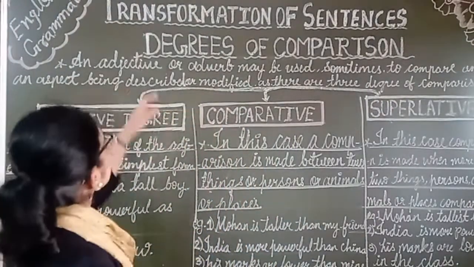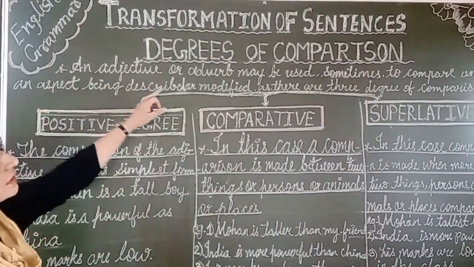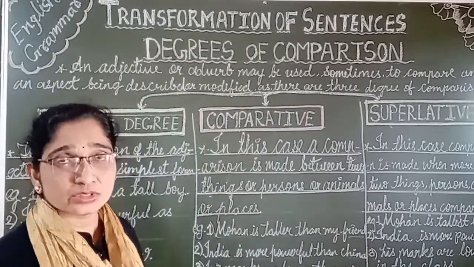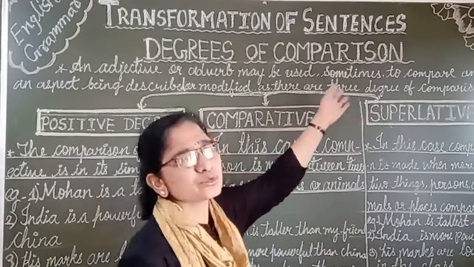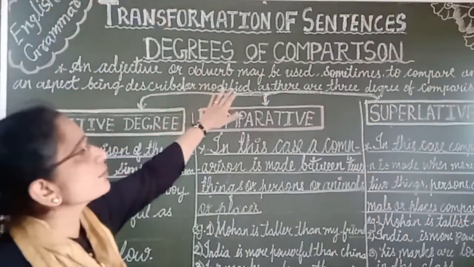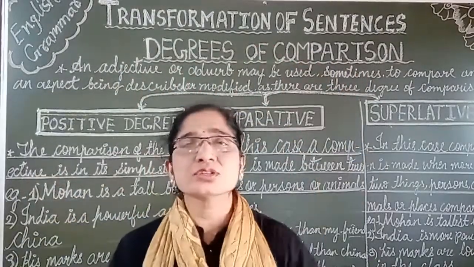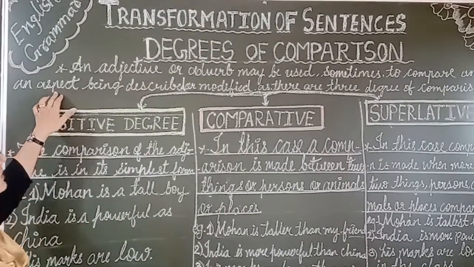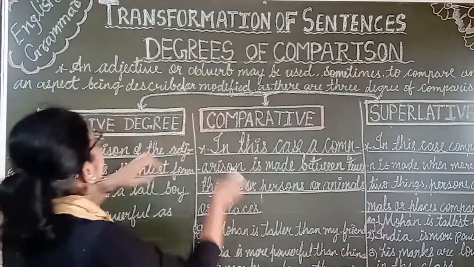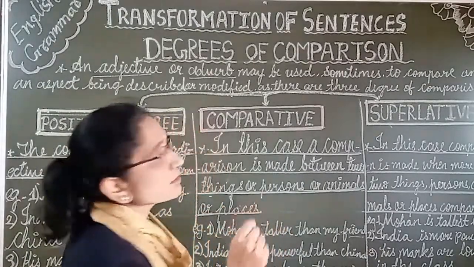Let us go. So what are the degrees of comparison? What is the definition? Let us see. An adjective or adverb is used sometimes to compare an aspect being described or modified, as there are 3 degrees of comparison. Adjectives and adverbs are used for comparing, describing and modifying in sentences, in the positive, comparative and superlative degree.